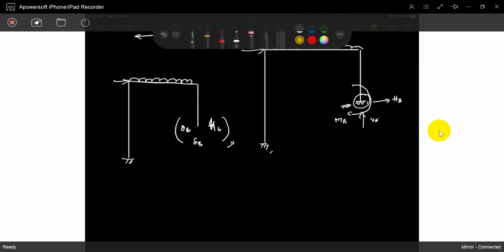First you have to apply a vertical or horizontal force. What is the deformation with loading? F11, F21, F31, you have to find out. Can you find out? Sir, it is too difficult, I think.